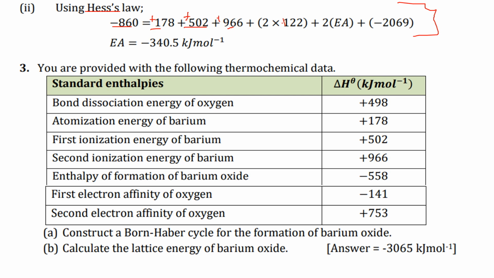Now putting everything in the calculator, you make 2EA the subject, and after you divide through by this 2, which is the coefficient of electron affinity, you are going to end up with your final answer of negative 340.5 kilojoules per mole. Now you are supposed to show about 2 more steps in between, showing the simplification of that. I just skipped that due to the space that was available.